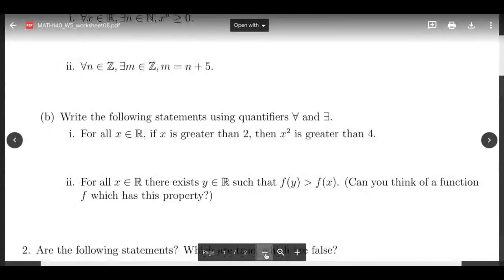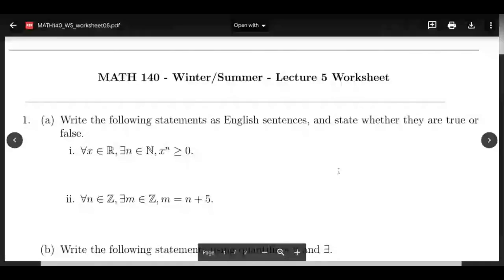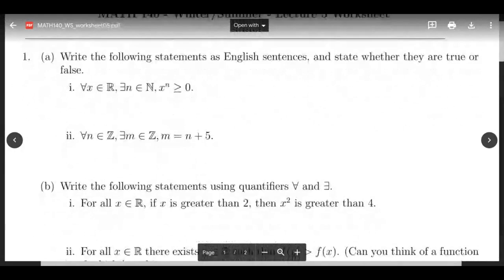Since tomorrow is the midterm, we're going to talk about tomorrow's exam later after we finish this.